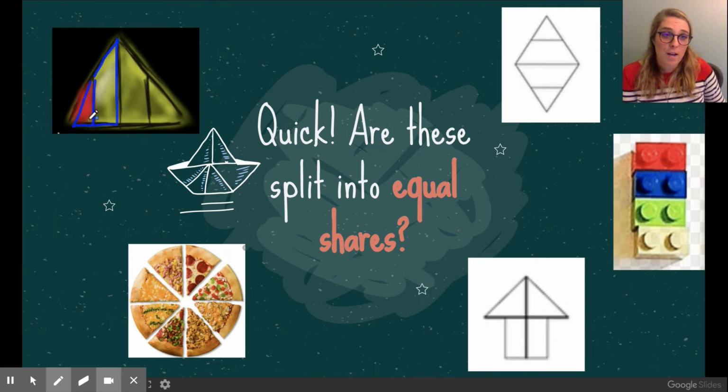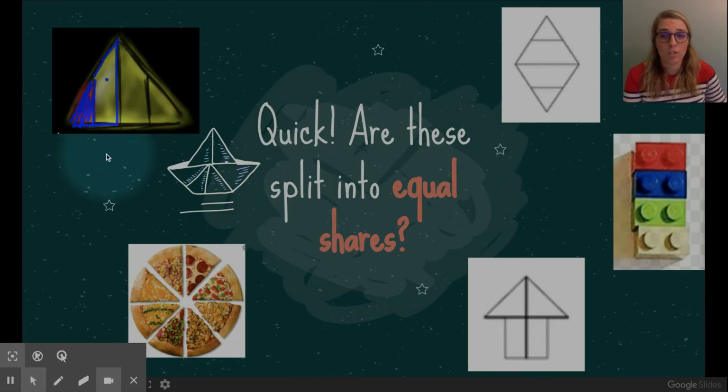Think about it this way. If you couldn't divide this triangle up and have every person who got a piece be happy with their piece, it's not going to be equal. I'd be pretty angry if you handed me a piece of a cookie that big and then you got this piece. That's not fair at all. So, no, those are not equal shares.